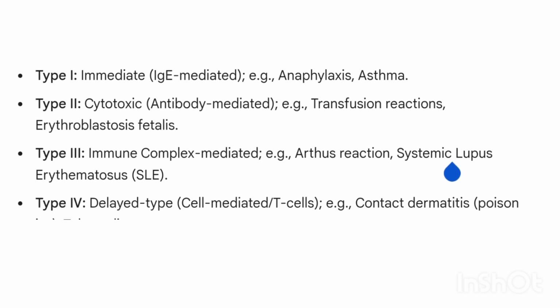Okay, so there are 4 types of hypersensitivity, that is type 1, 2, 3 and 4. Type 1 is immediate, type 2 cytotoxic, type 3 immunocomplex mediated, type 4 delayed type. And type 1 is IgE mediated, type 2 antibody mediated, type 3 immunocomplex mediated, type 4 cell mediated. The antibodies involved in these hypersensitivities are: type 1 IgE mediated, type 2 IgG and IgM mediated.